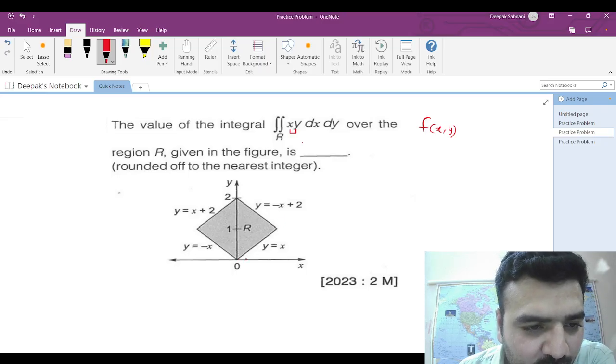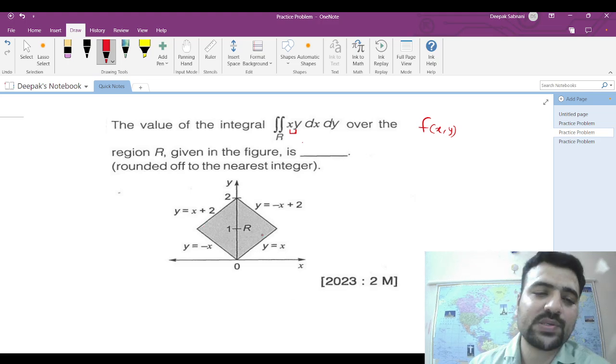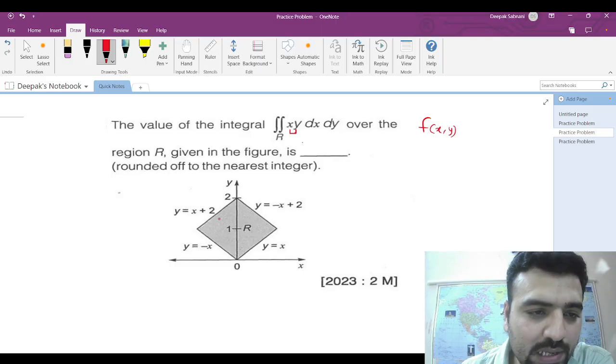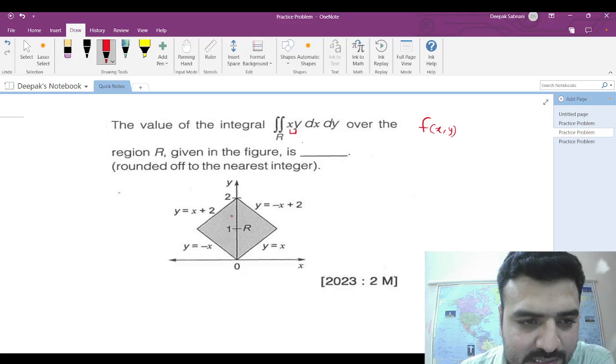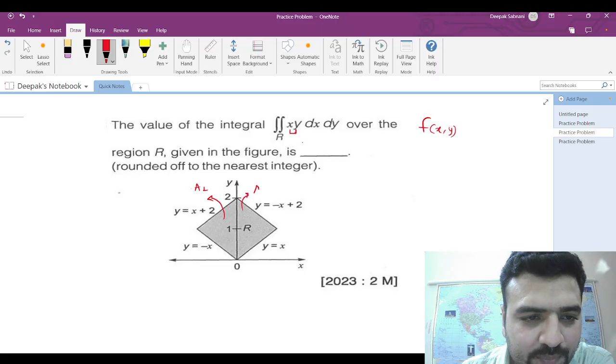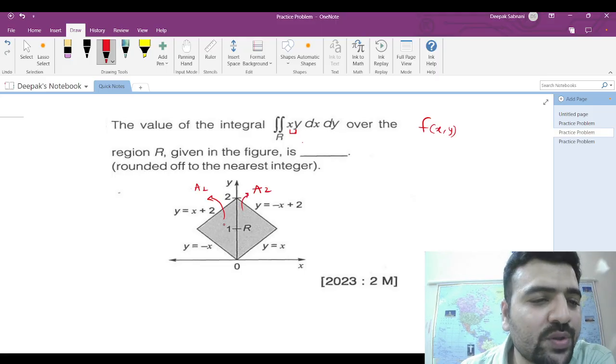You can see y equal to x, y equal to minus x, y equal to 2 plus x, and y equal to 2 minus x. Okay, now this kind of problem can be solved by multiple methods. I'll show you one. What I will do is divide this area into two parts, A1 and A2, because they both are symmetric.